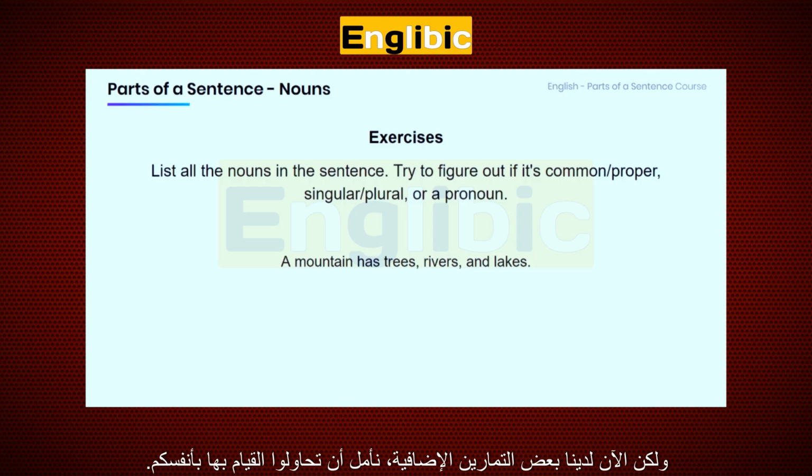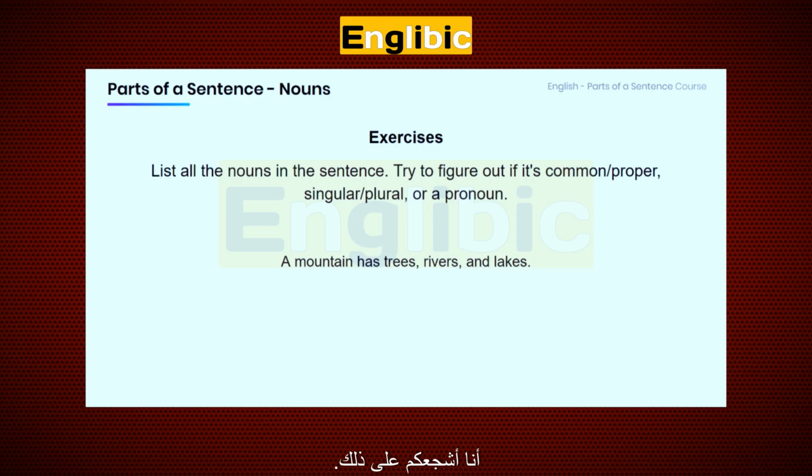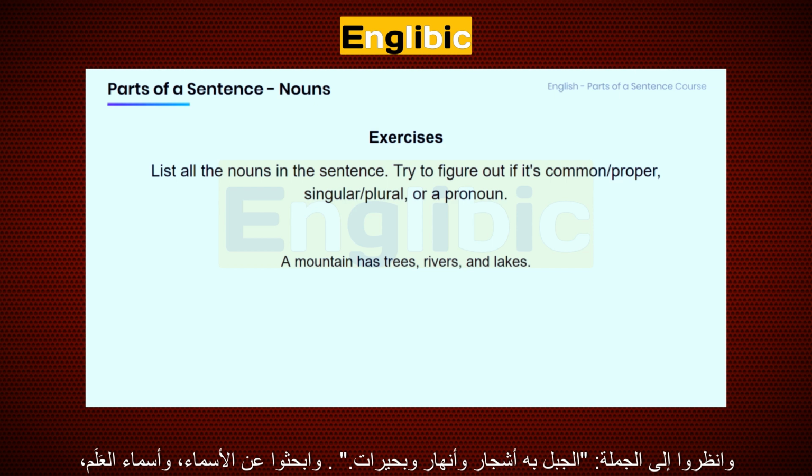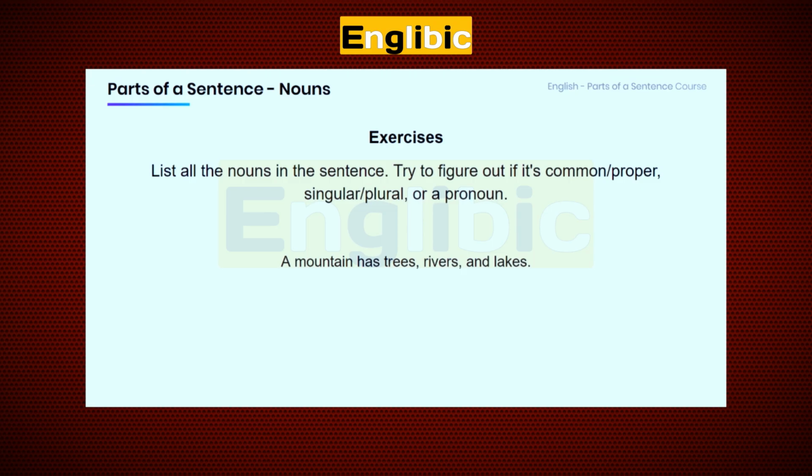So now we have some more exercises. This you can try and do by yourself, hopefully. I encourage it. So go ahead and pause the video, look at the sentence, a mountain has trees, rivers, and lakes, and find the nouns, the proper nouns, common, singular, things like that. Okay, go ahead and pause the video.